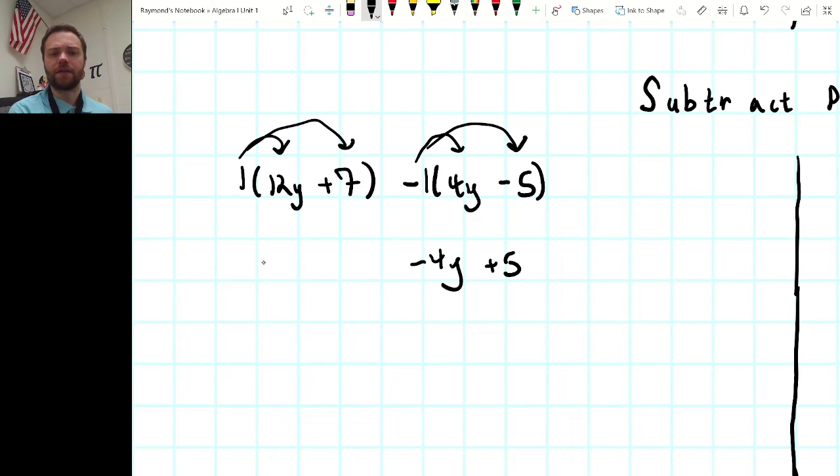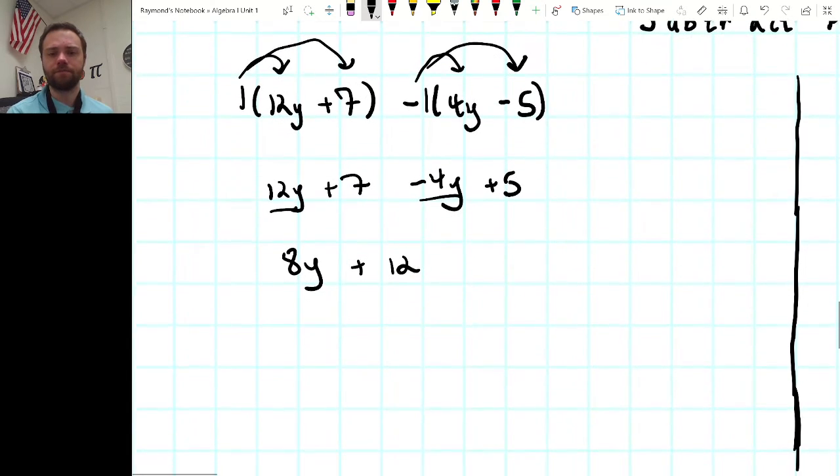And then over here, I've got 12y plus 7. And what that did is switch all the signs inside this parentheses. Anytime you multiply by a -1 towards a parentheses, it's going to switch all the signs. So then you can combine like terms. So 12y minus 4y is going to be 8y. And then 7 plus 5 is going to be 12. So 8y plus 12 is what they came out to be. So just make sure to distribute negatives whenever you see them.